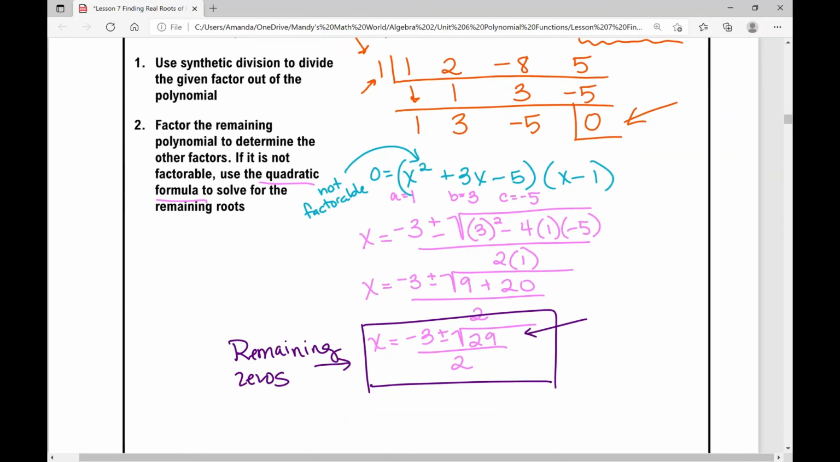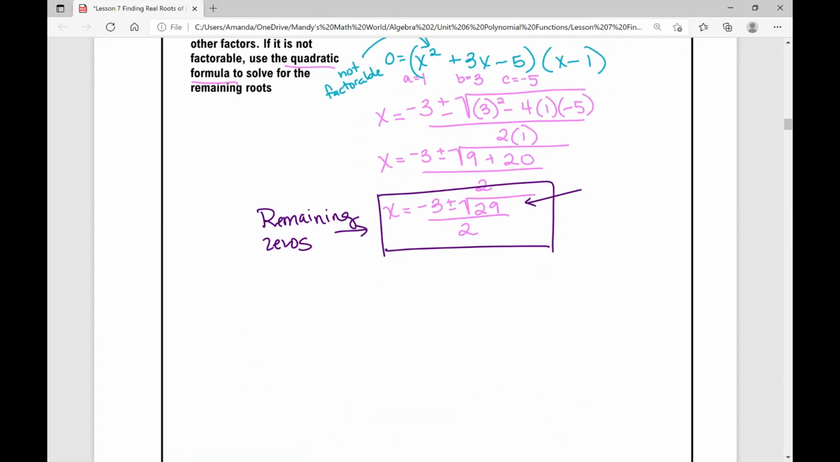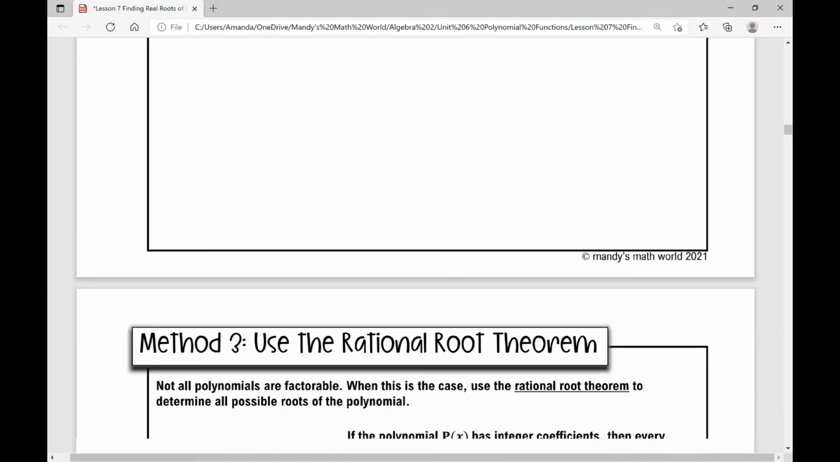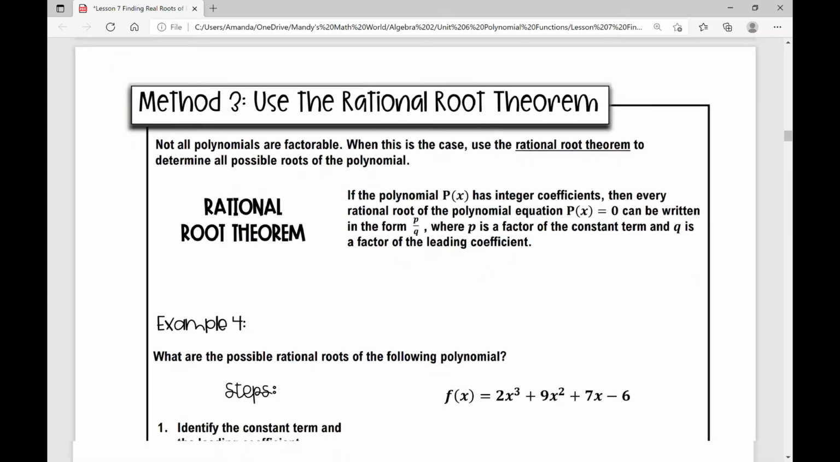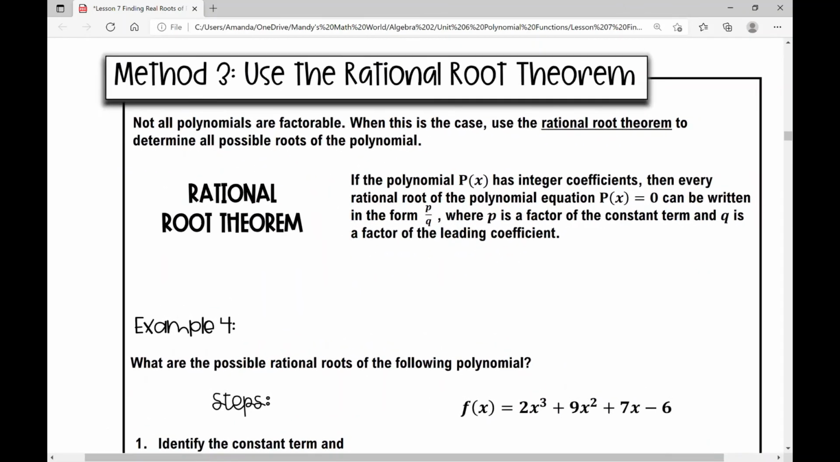Okay, let's move on. The very last little bit, which is a lot of work, but I'm going to show it to you. Let's say you can't factor it. Let's say you don't have any additional information. The only thing you can use is the rational root theorem, which is a little annoying, but I'm going to show you the process. It's not annoying, it's just really long. So not all polynomials are factorable.